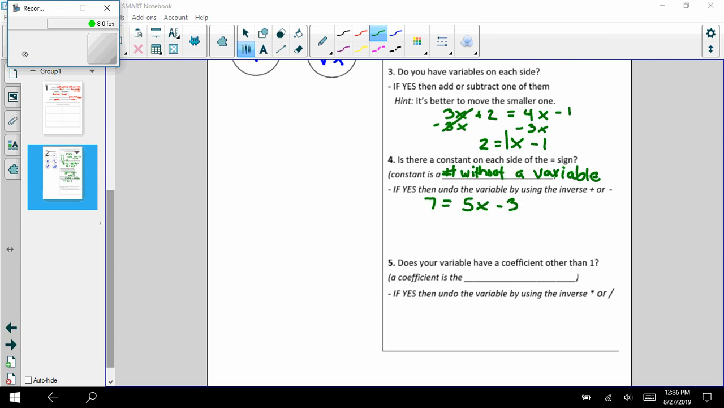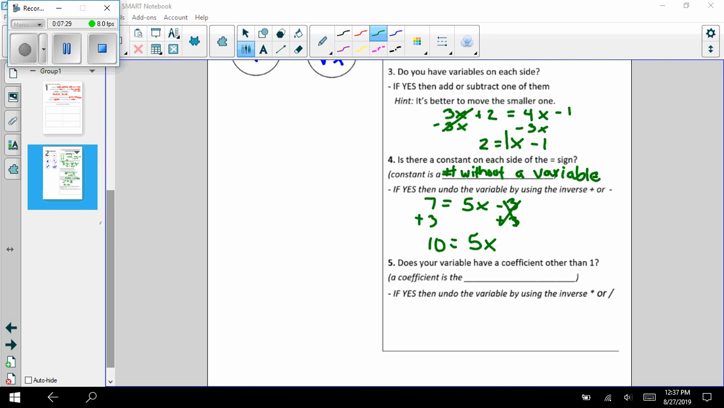Here's an example. If we have the equation 7 equals 5x minus 3, the constant we're talking about in this case is the minus 3. So we're going to do the opposite or inverse of minus 3, which in this case would be add 3. And you're going to do that to both sides of the equal sign. I'm left with 7 plus 3 is 10. On this side, these guys canceled out, so I'm just left with a 5x.